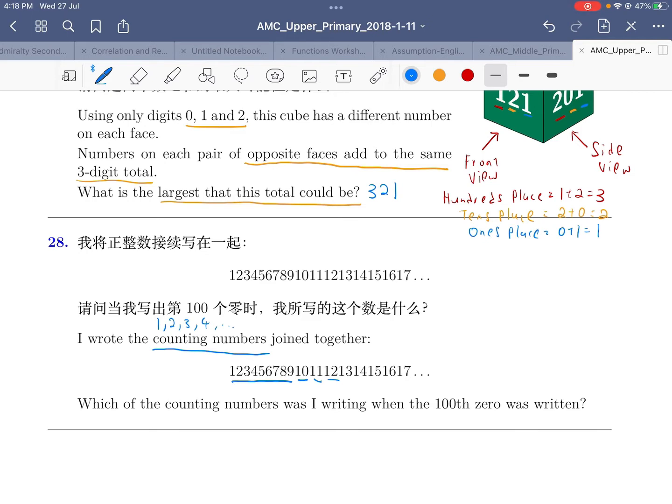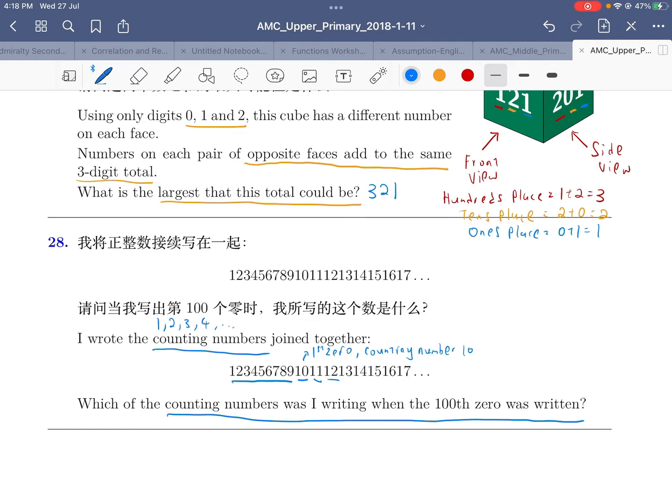Now, what's the question over here? Which of the counting numbers was I writing when the 100th zero was written? So what's the 100th zero? Let's take a look at an example. In this example, this one is the first 0 that we actually saw in this number, and it belongs to the counting number 10, because the 0 belongs to the 10. So what we are looking for is the counting number to which the 100th zero belongs.